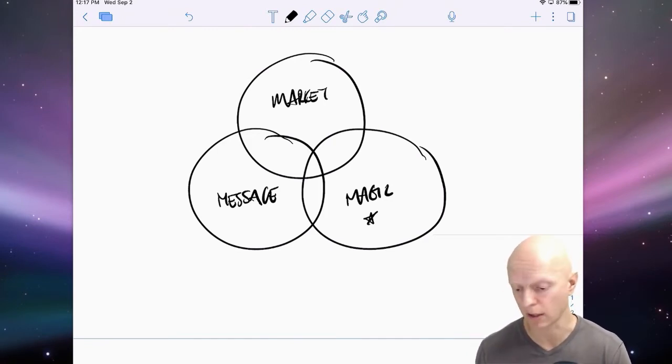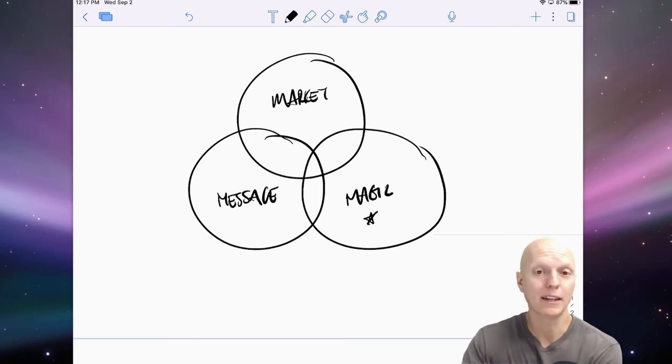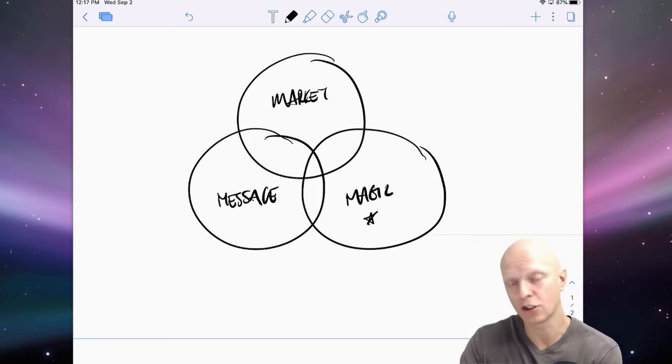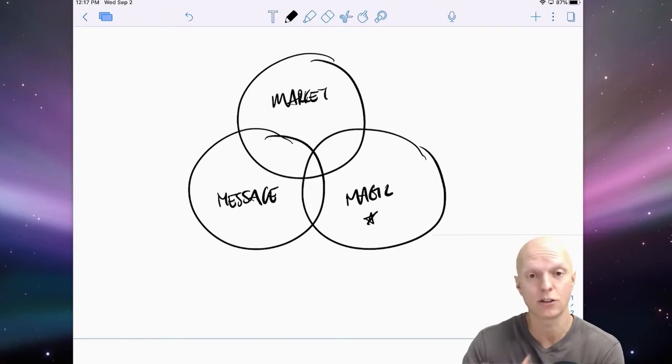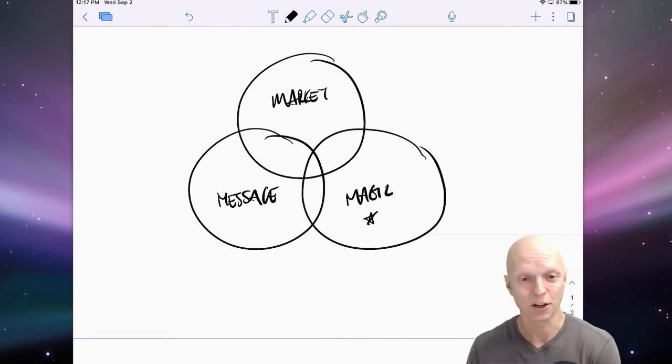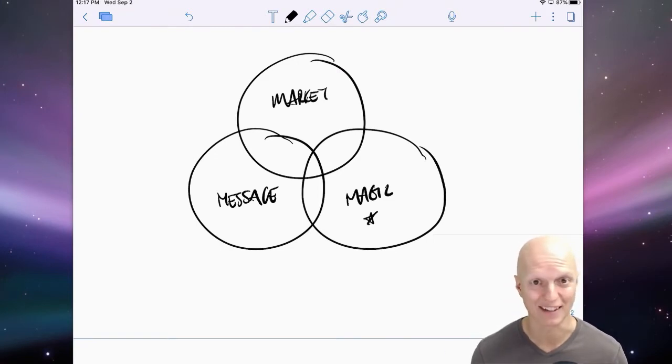Now, what does magic look like? Well, the magic could be an invitation to watch a webinar. It could be an invitation to download a free report. It could be an invitation to book a free appointment. There's many different types of offers. But you have to understand what is going to work best for your specific business, right? We'll get into that in just a second. But these are the 3Ms, right? The 3Ms are the market, message, and magic.